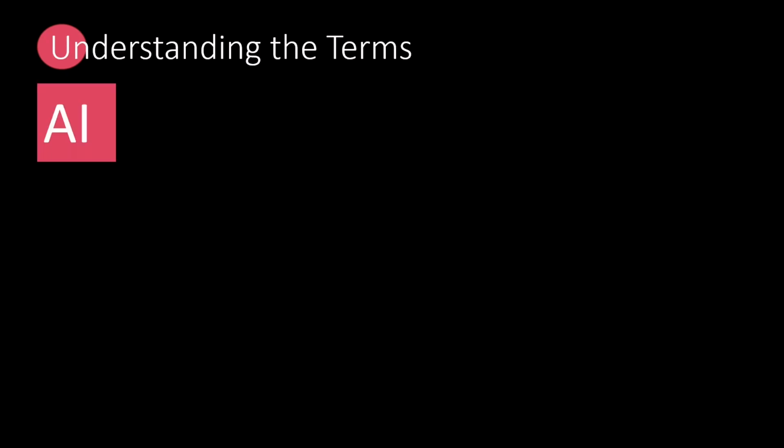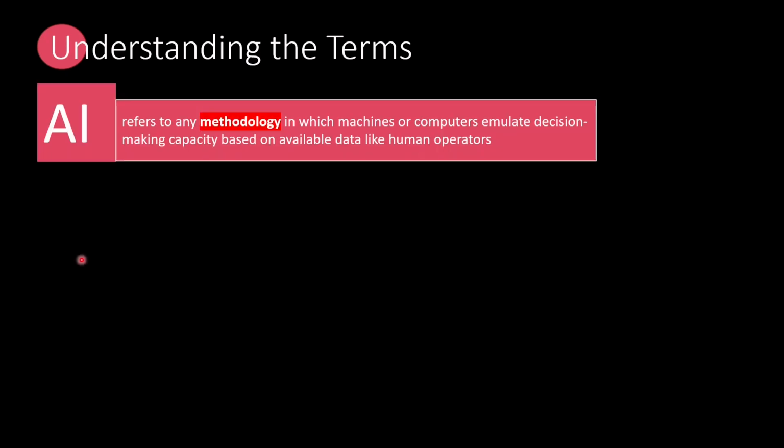Now let us understand some of the key terms related to AI and ML. So AI, or artificial intelligence, refers to any methodology in which machines or computers emulate decision-making capabilities. So if you have a smart vehicle, or a smart device that can emulate some of the decision making of a human, then it is termed as an AI. So that device is termed as smart, but the methodology of implementing those smart devices is artificial intelligence.